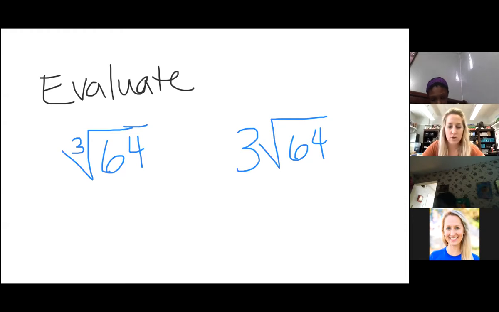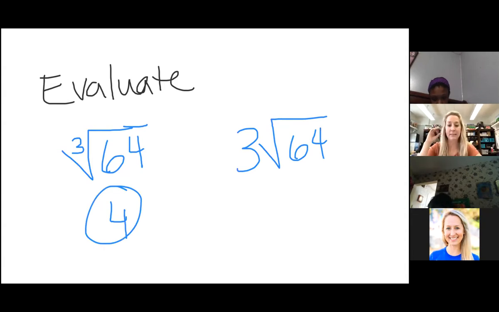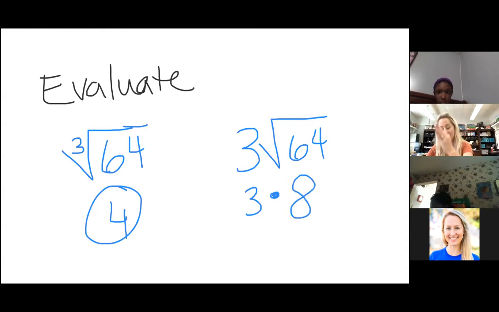The difference between these two: the first one has a little bitty 3 inside, which means cube root of 64. And we just talked about the cube root of 64 being 4. Now, the other one has a big 3 in the front. That's a coefficient. That means we're doing 3 times the square root of 64. The square root of 64 is 8, so we're doing 3 times 8, and 3 times 8 is 24.